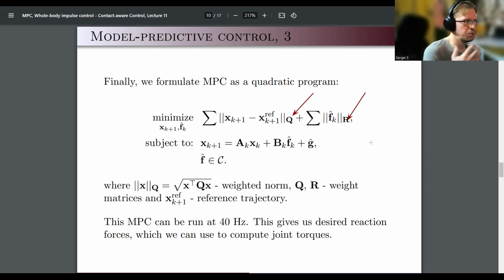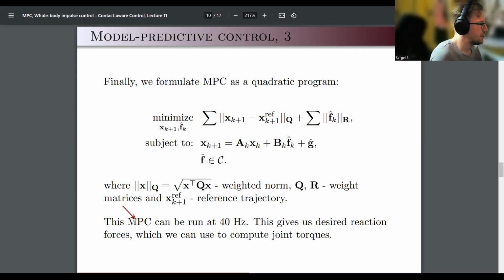So maybe, for example, you place more importance on tracking the position of the center of mass as opposed to maybe angular velocity. Maybe angular velocity you don't really care about in terms of control error. Okay.